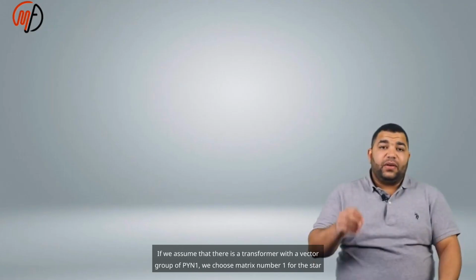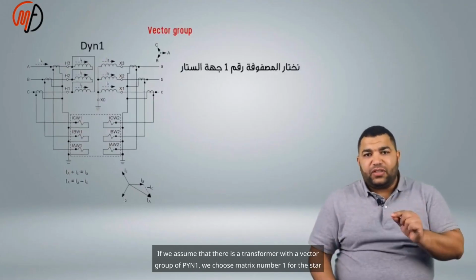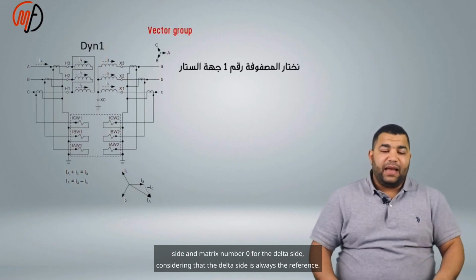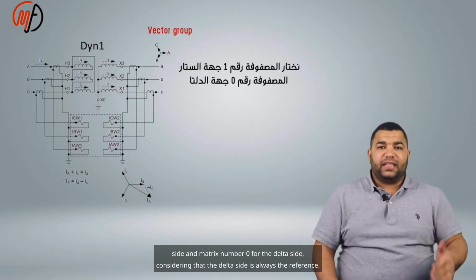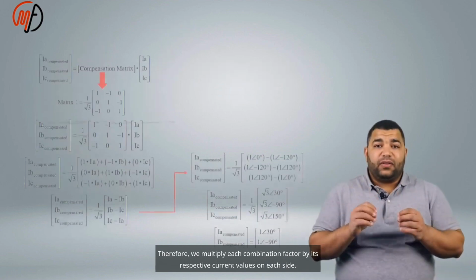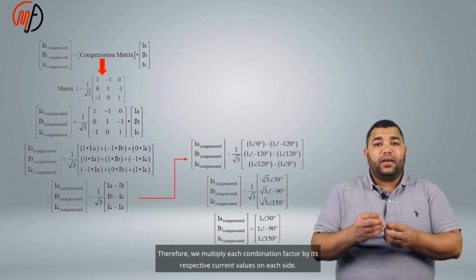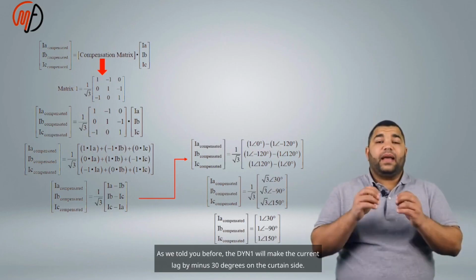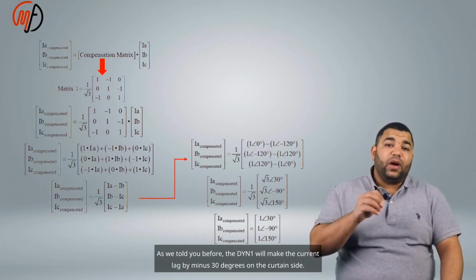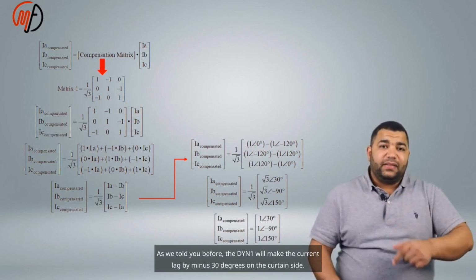If we assume that there is a transformer with a vector group of DYN1, we choose matrix number 1 for the star side and matrix number 0 for the delta side, considering that the delta side is always the reference. Therefore, we multiply each compensation factor by its respective current values on each side. As we told you before, the DYN1 will make the current lag by minus 30 degrees on the star side.